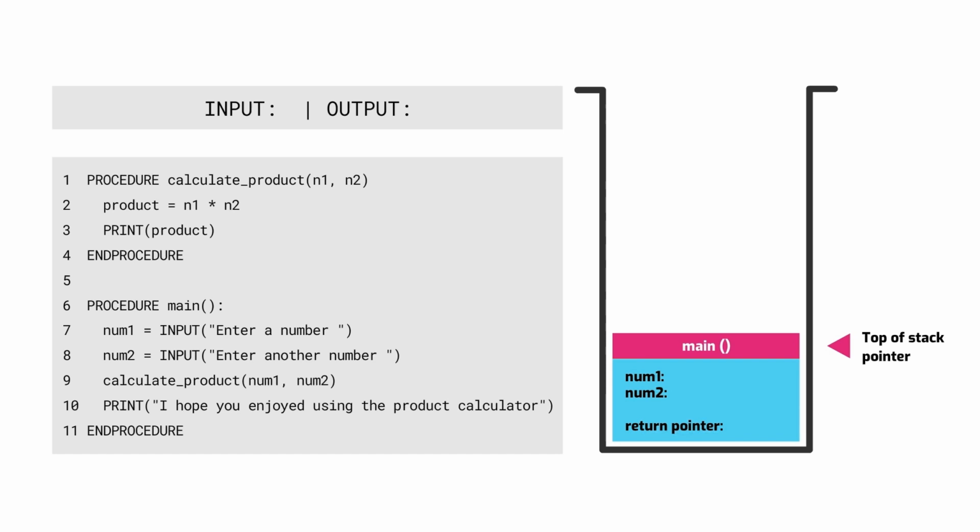This frame will have memory space for the local variables num1 and num2 and the return pointer. The return pointer is the line within the subroutine that will be run next. The subroutine main starts running.